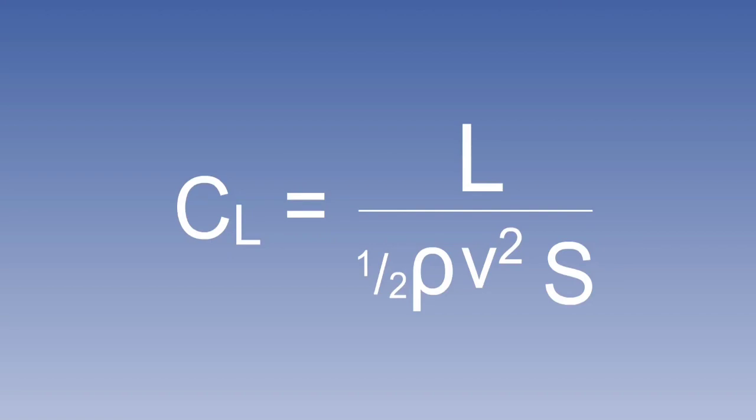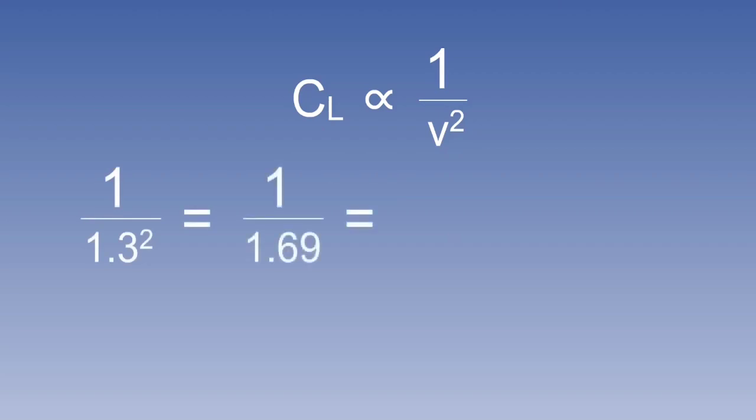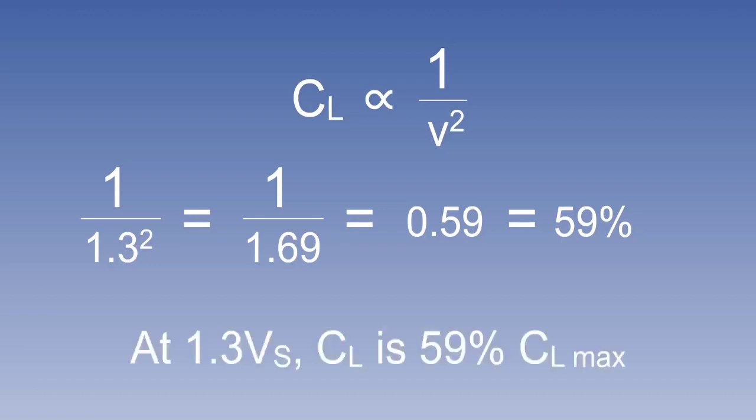Since density, lift and wing area are constant, this can be written as CL is proportional to 1 over V squared. 30% above can be written as 1.3, so 1 over V squared becomes 1 over 1.3 squared. This equals 1 over 1.69, which is 0.59 or 59%. So, while flying at 30% above minimum level flight speed Vs, the CL will be 59% of CL max.